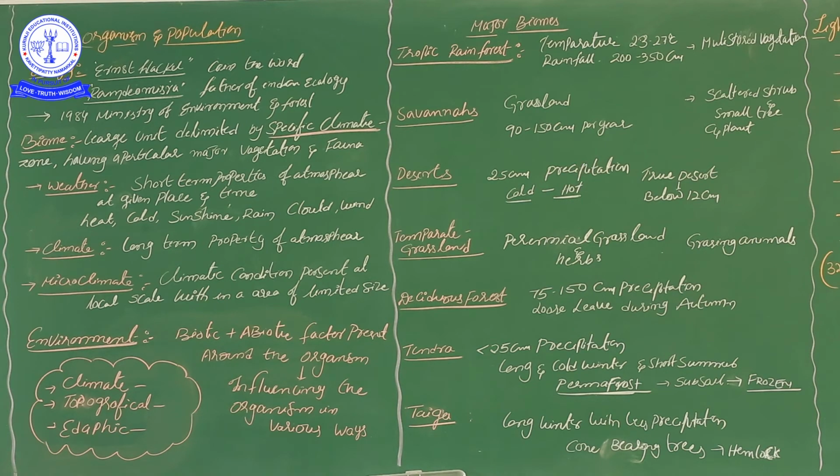When we discuss, you will get some idea. First one, tropical rainy forest, next savannas, desert, temperate grasslands, deciduous forest, tundras and taigas. These are all the different major biomes. How they are differentiated, all these biomes, is based on their climatic conditions and what type of vegetation is there.